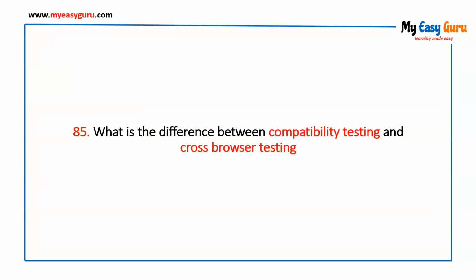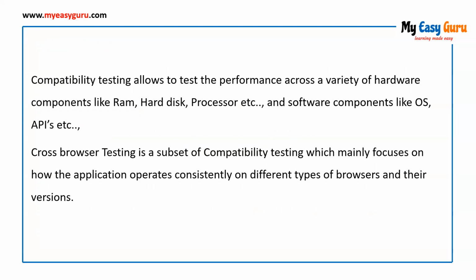The next question is, what is the difference between compatibility testing and the cross-browser testing? Compatibility testing allows to test the performance across a variety of hardware components like RAM, hard disk, processor, etc. and software components like OS, that is operating system, APIs, etc.